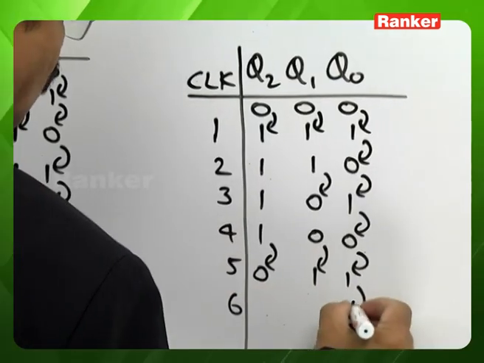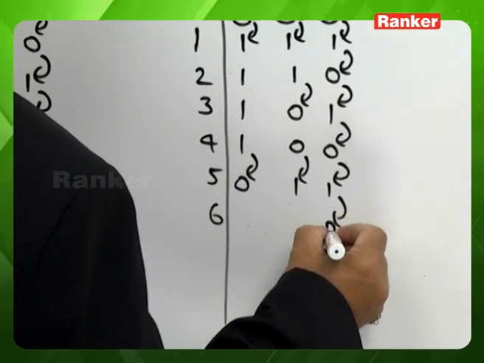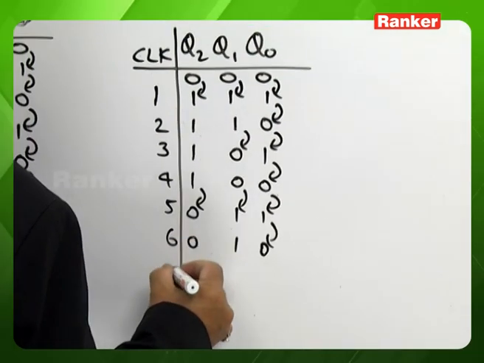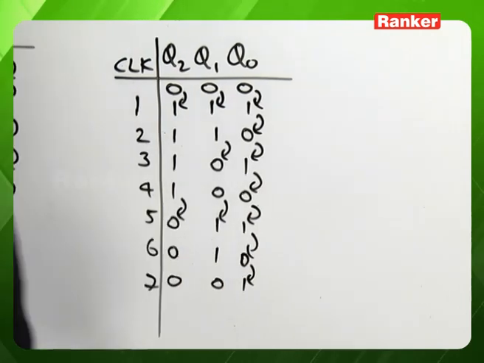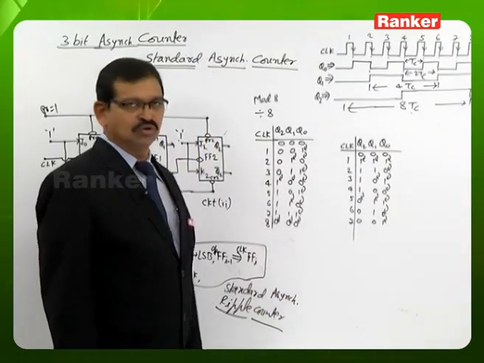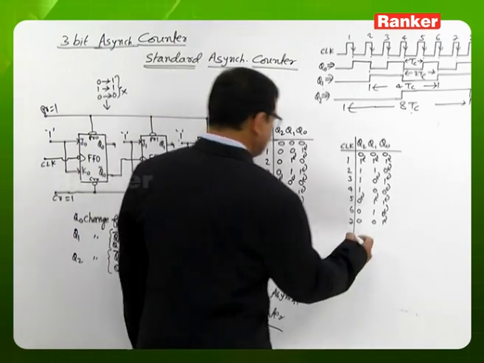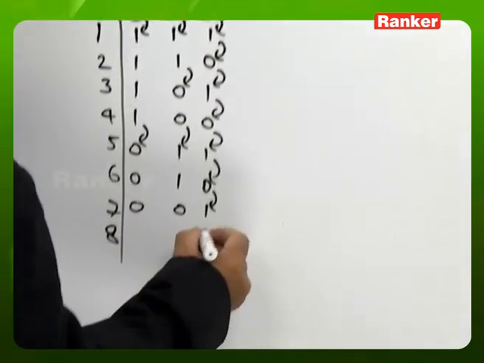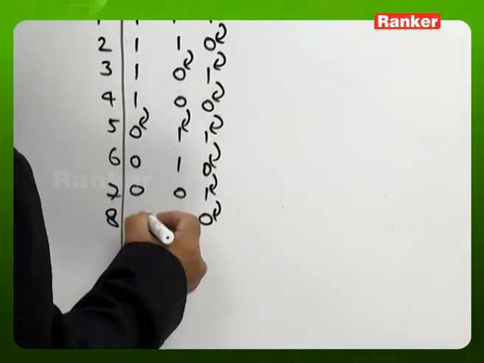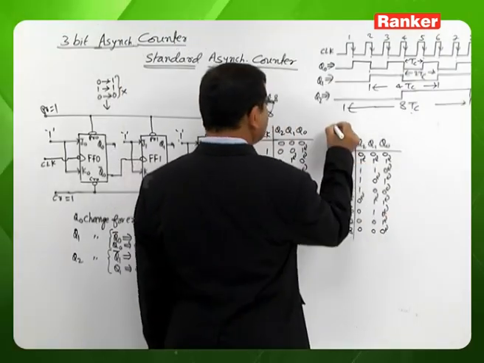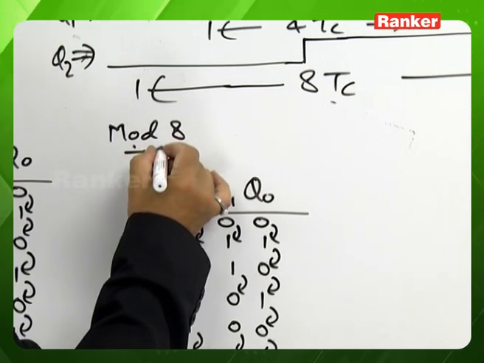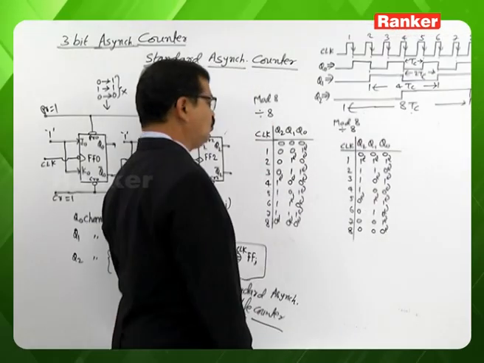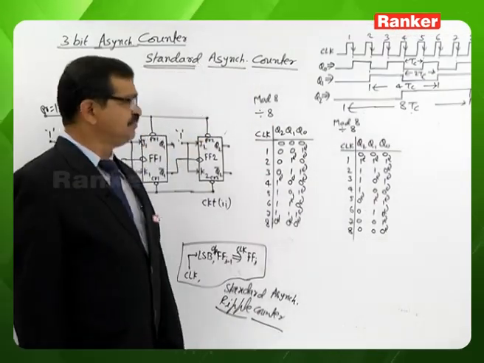We are supposed to go on applying the clock pulses until the circuit is back to the initial state. After the 7th clock pulse, the content in the counter is 001. At the 8th clock pulse, the circuit is back to the initial state. Hence, this also we are supposed to name as a mod 8 or divided by 8 asynchronous counter or ripple counter.